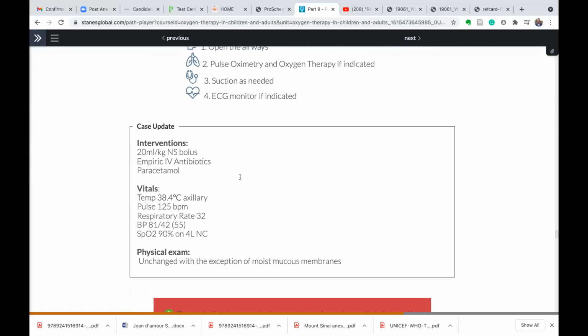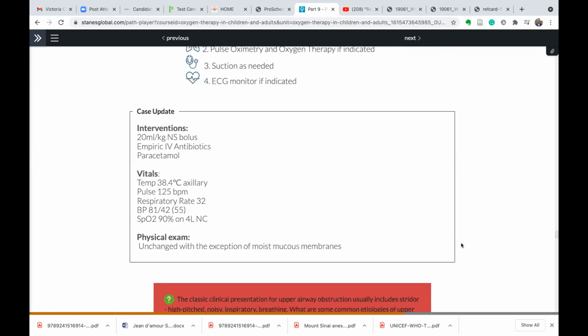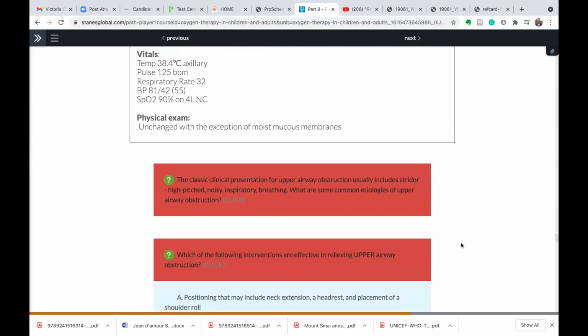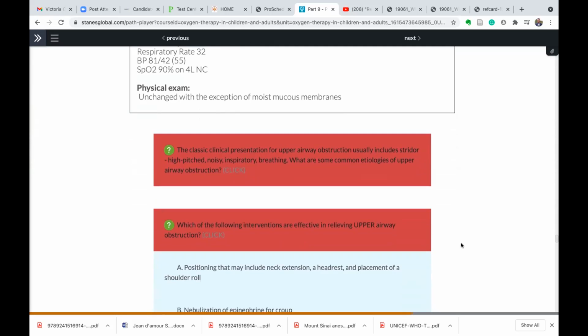So for our child, we have already given a bolus of normal saline 20 mL per kg. We have given antibiotics, paracetamol. The temperature is decreasing to 38.4. The pulse oximetry showed a heart rate of 125. Respiratory rate is 32. The blood pressure is okay, 81/42. But SpO2 showed a saturation of 90% on 4 liters of nasal cannula. So the physical exam is unchanged, with the exception of moist mucous membranes.